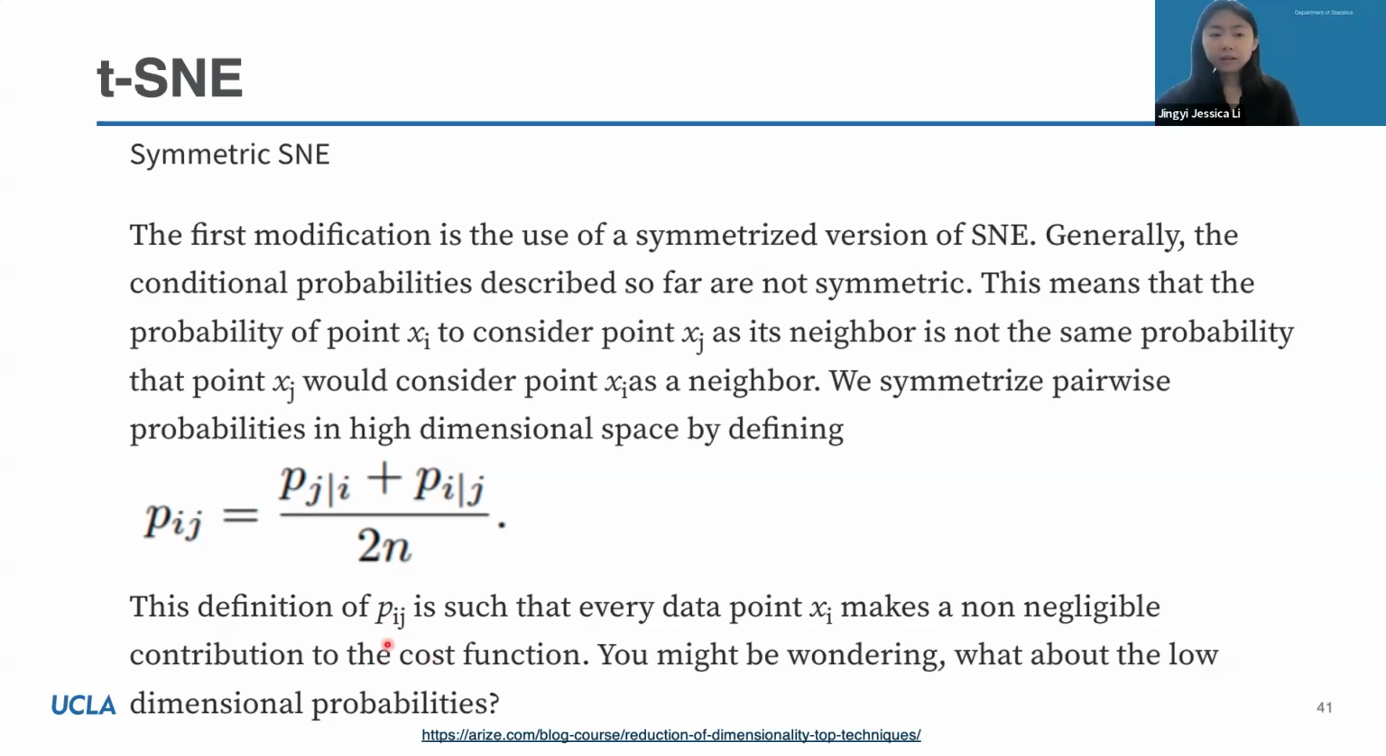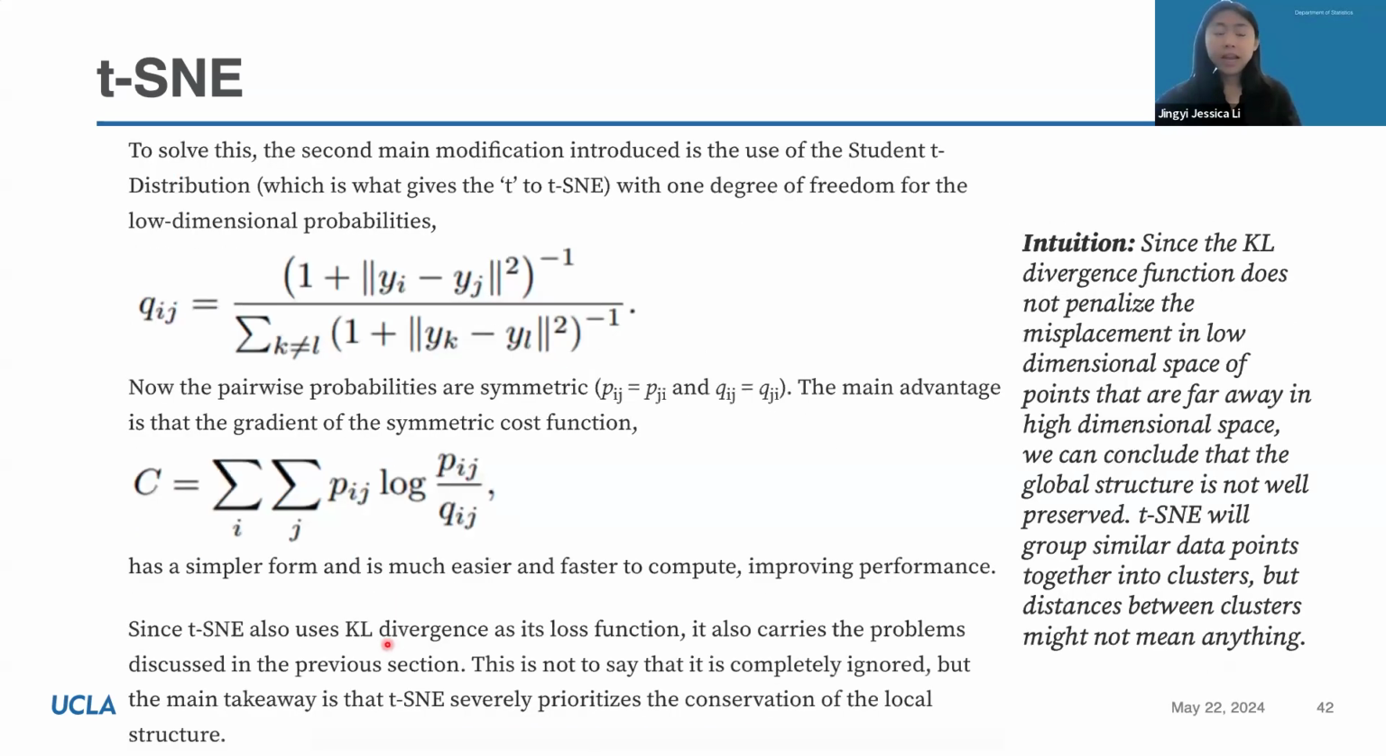Another thing is this Q. In the definition of Qij in the low dimensional space, it's no longer using a Gaussian density. It uses the T density. So this is the density function of a T distribution, where you take the distance squared and take the inverse of that. So this is the T density function.